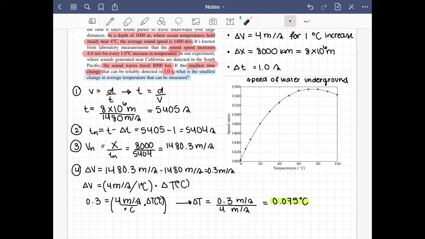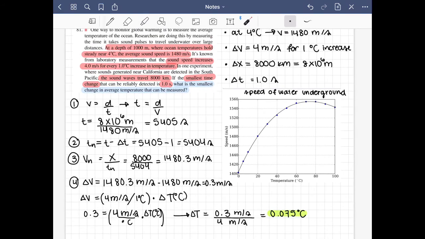So now to find how much the velocity changed, we just simply subtract the velocity that we were given from the velocity that we found, and so we're going to get that the velocity changed by 0.3 meters per second. And the problem stated that the velocity increases 4 meters per second for every 1 degree Celsius. So we can write that out as the change in velocity is going to be 4 meters per second per 1 degree Celsius, multiplied by the change in temperature, and that is how we could get what the change in velocity is.